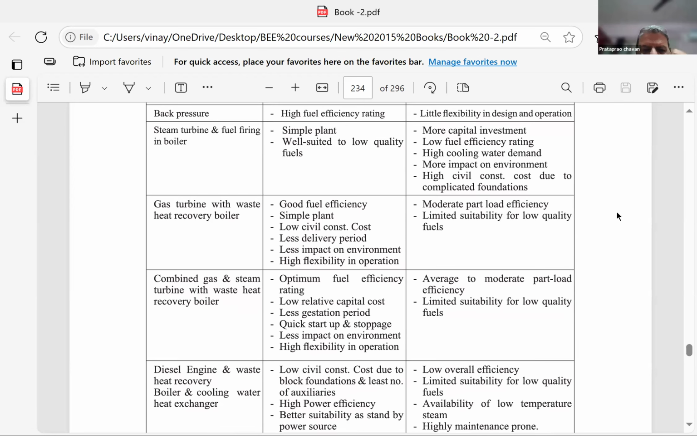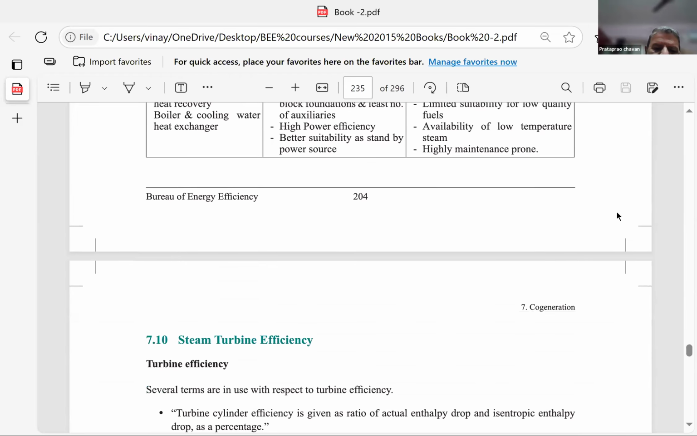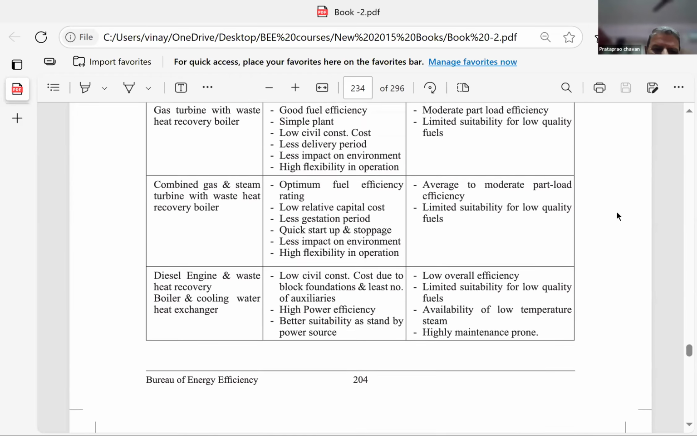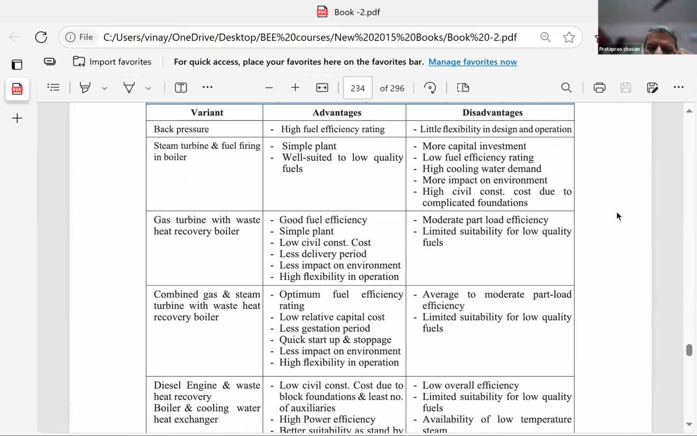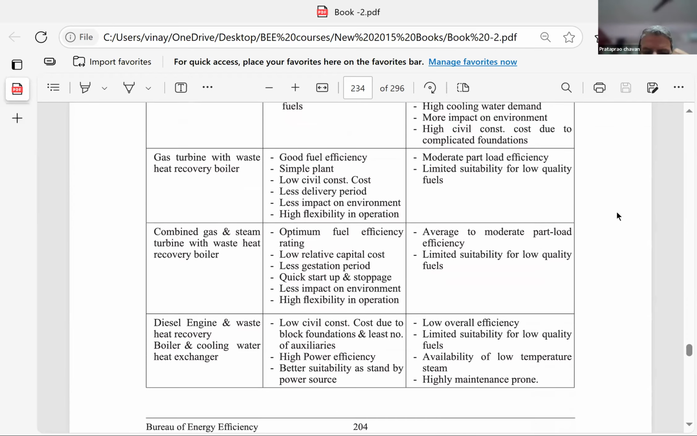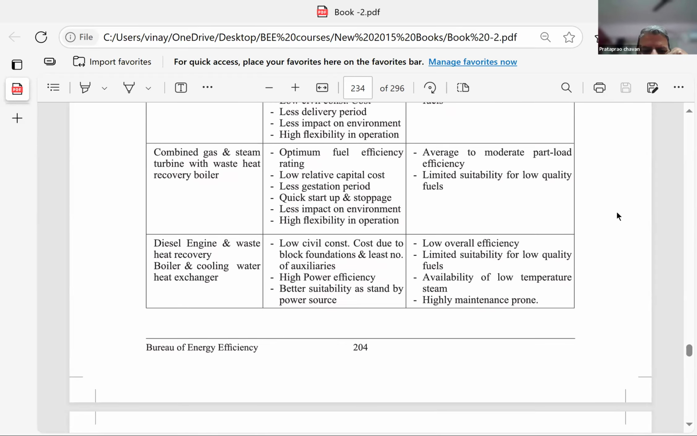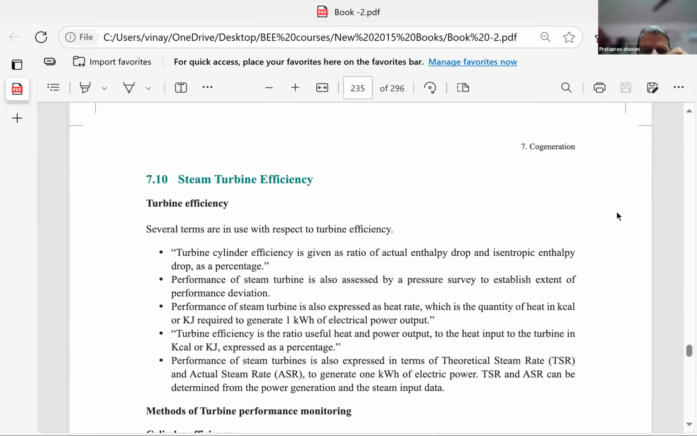Gas turbine with waste heat recovery boiler, good efficiency. Combined gas and steam, this is the efficiency. So each type of cogeneration plant, 1, 2, 3, 4, 5, has got its advantages and disadvantages. This is a guide for the energy auditor to decide, depending on the requirement, what plant is most suitable from this table, which he can recommend, and then calculate the budgets.